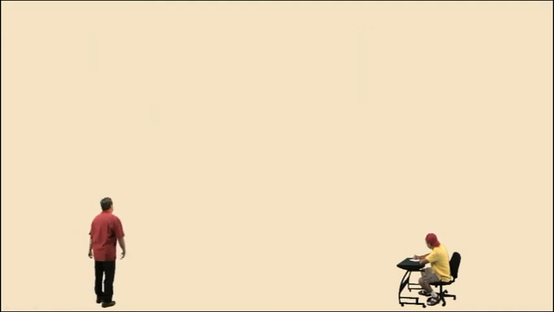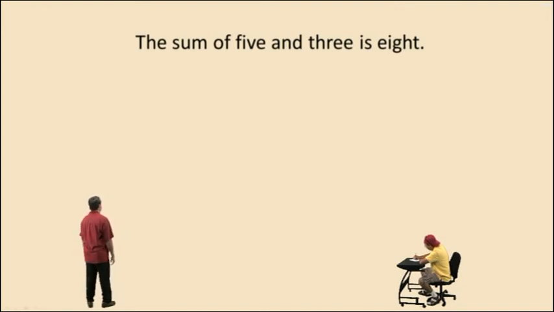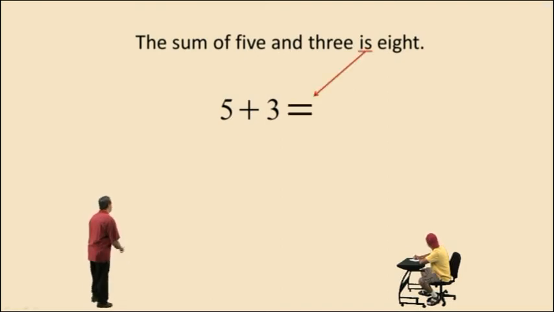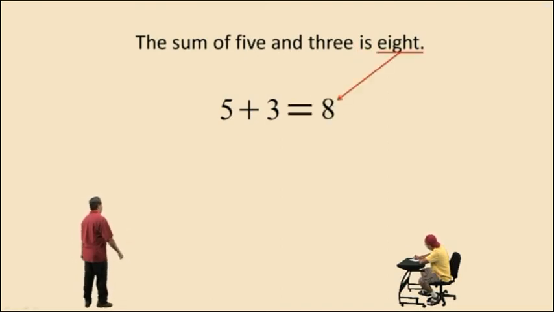Okay, let's do another one here. The sum of 5 and 3 is 8. I mean, that's true, but how do you write that word statement into a math statement? Well, the sum, there's our addition symbol. And what two things are we taking the sum of? 5 and 3. Now, is translates to equals in the language of math. So is equal and 8 is 8. And it is true that 5 plus 3 is 8, or the sum of 5 and 3 is 8.